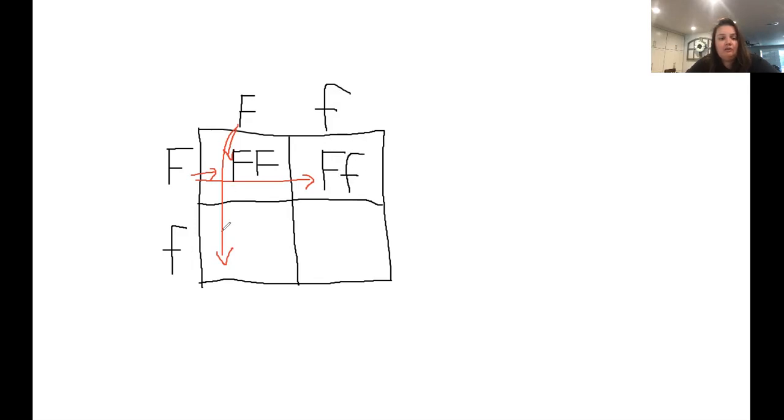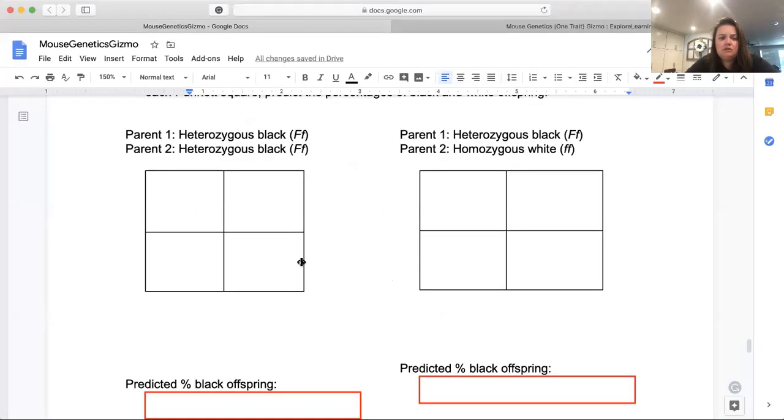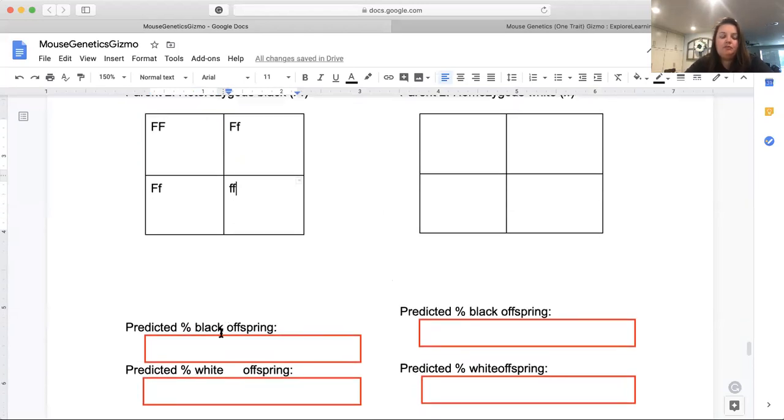Down here, we have a capital that we're going to bring down, so capital F. And we have a lowercase we're going to bring across, lowercase f. Sorry, this is hard to write. And then we're going to bring a lowercase down and a lowercase across. So we have capital, capital, capital, lowercase, lowercase, lowercase. So if we go back to our document, in this box, we're going to do capital, capital, capital, lowercase, capital, lowercase, and lowercase, lowercase.